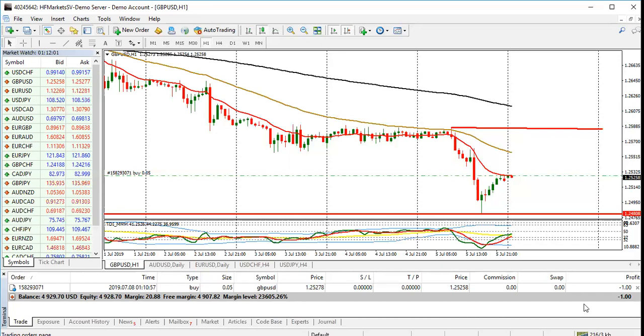and that's because the broker has taken its spread. When you enter a trade, remember the broker always takes their spread. So now that I'm in negative $1.10, my balance before I took this trade was 4,929.70, but my equity is reading 4,928.70, based on the fact that the trade is running.